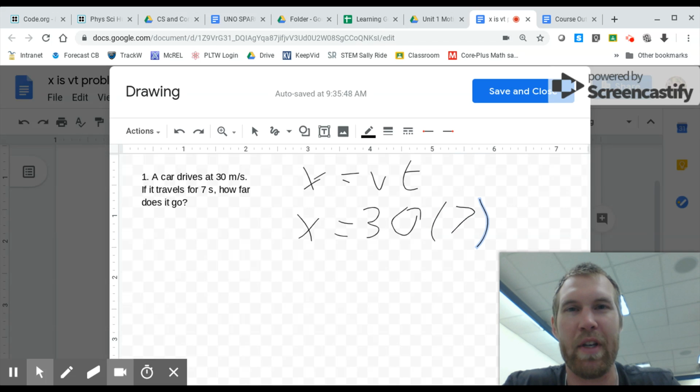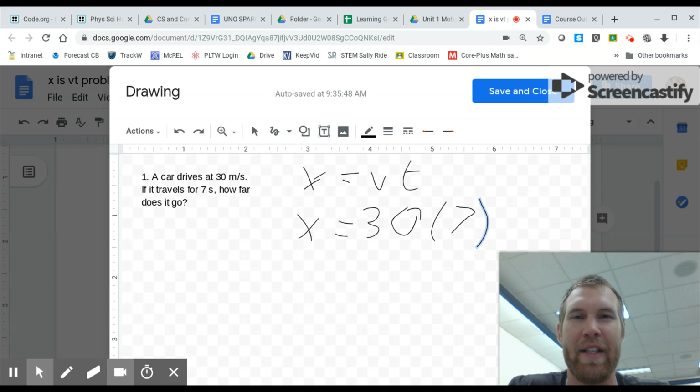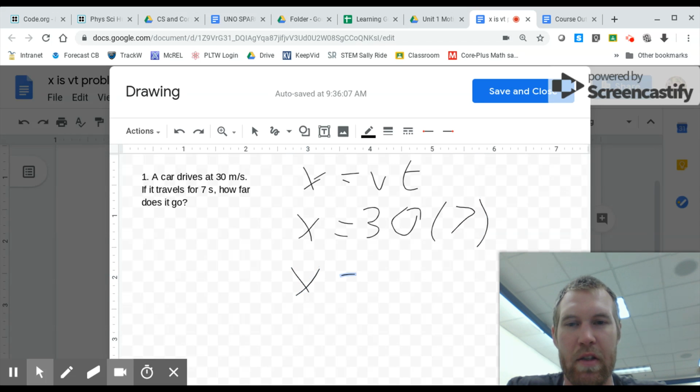Anytime in algebra, if you have two numbers directly next to each other, especially in parentheses, it means we're going to multiply them, which makes sense because to get distance, we multiply the speed and the time. So our distance x is equal to 30 times 7, or 210.